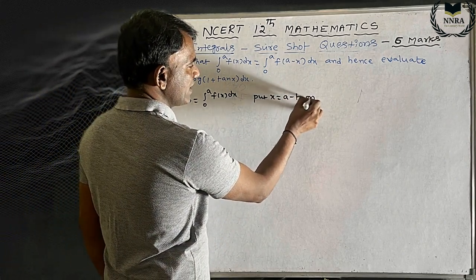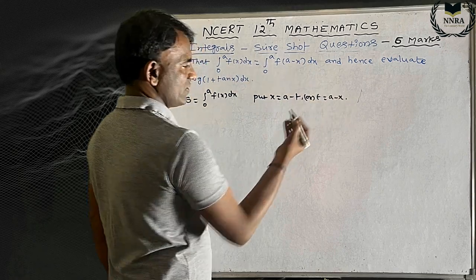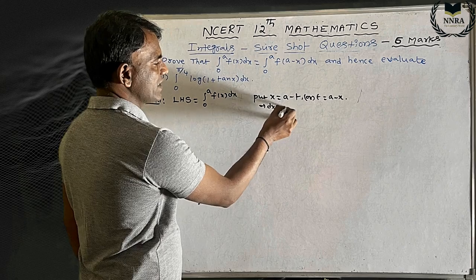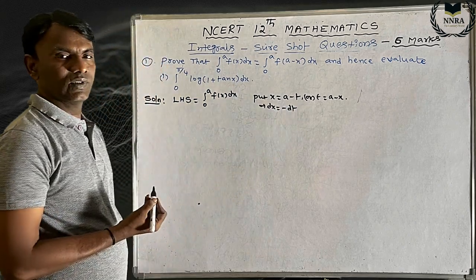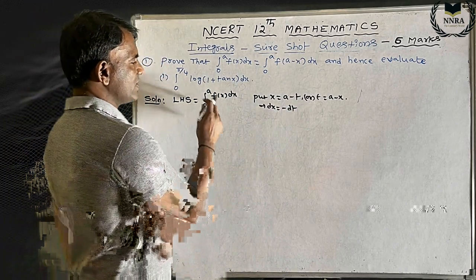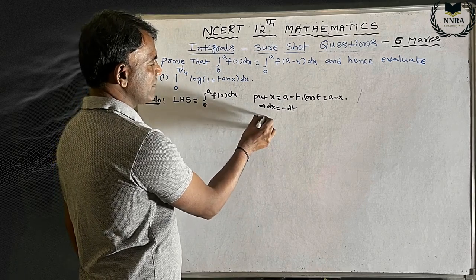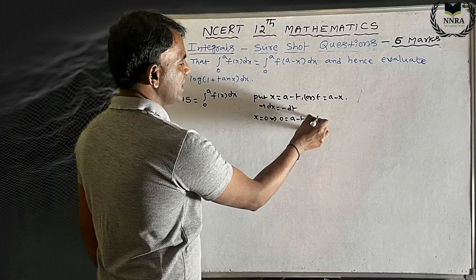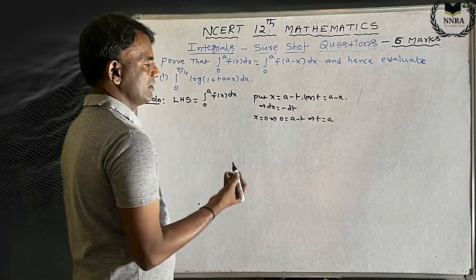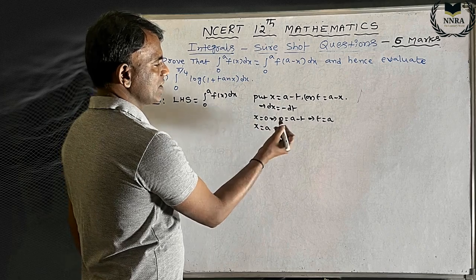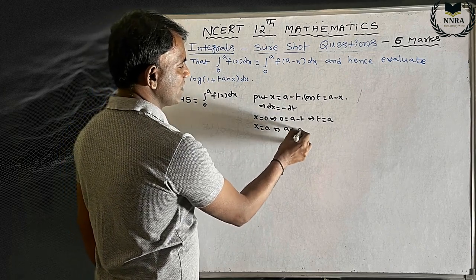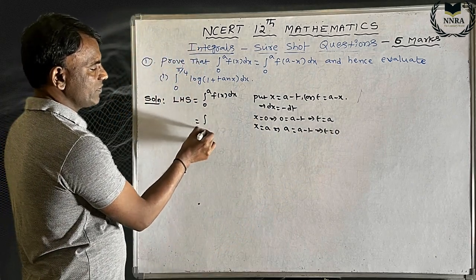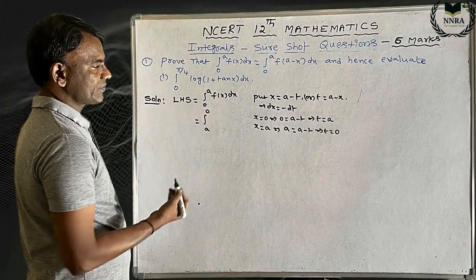The same value can be written as t equal to a minus x also. Suppose you take this first one and differentiate, we get dx equal to minus dt. And at the same time, we have to change the limits also. So, the lower limit of x is 0. So, 0 equal to a minus t. Then we get t equal to a. If x equal to a, then a equal to a minus t. In this case, we get t equal to 0.